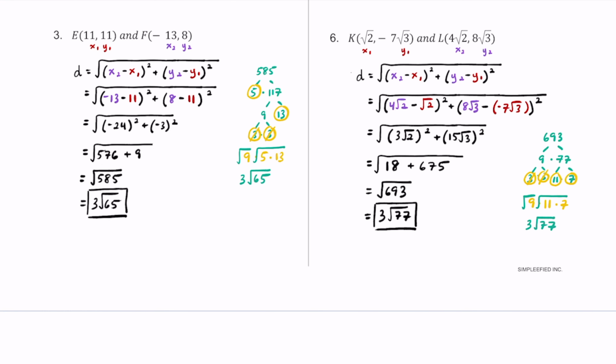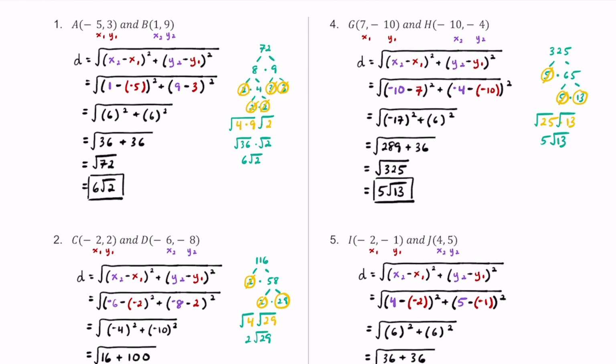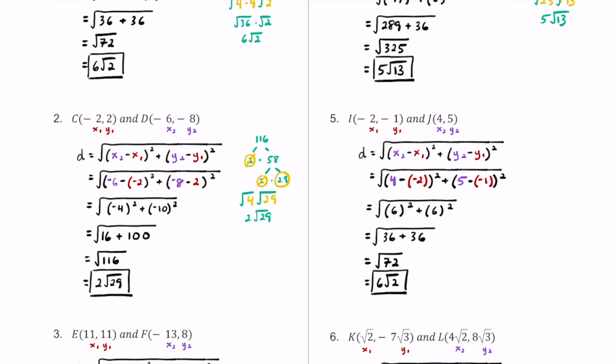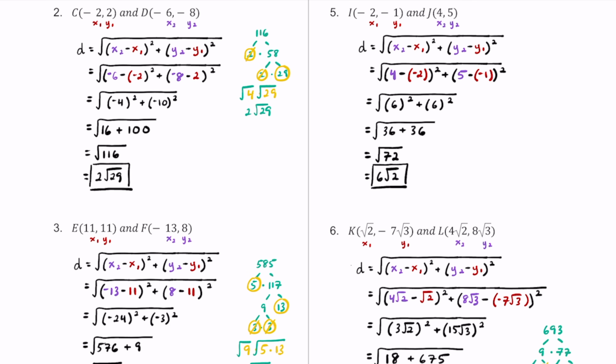Alrighty, so there you have 6 different practice problems on using the distance formula to find the distance between 2 points. All these points happen to be diagonal from each other, and so we just simplified the radicals the best we could so that they're in simplest terms, and that's basically it.